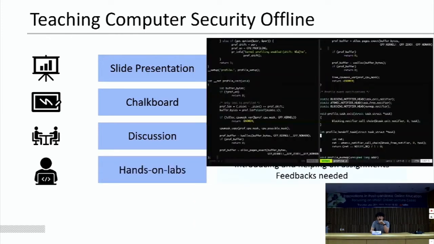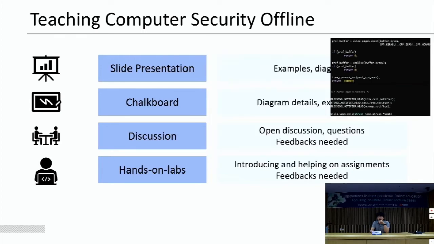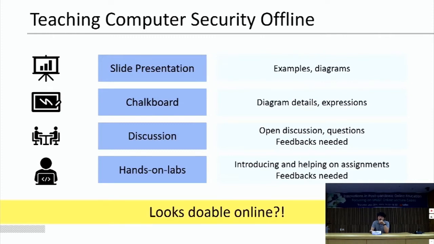One thing unique to a computer systems or security course is that we also have hands-on labs with demonstrations. So we have to show some code like this or some commands like this. As you can see, it is really hard to read that text. Because of that, when I present, I make the size of those texts much larger. So what we can see is that it looks pretty doable online, right?